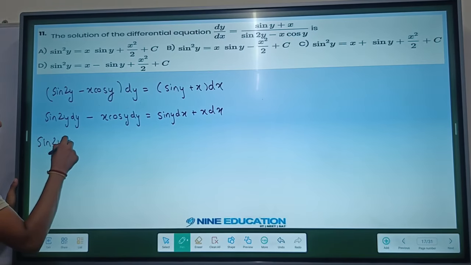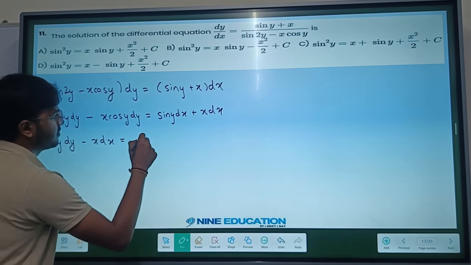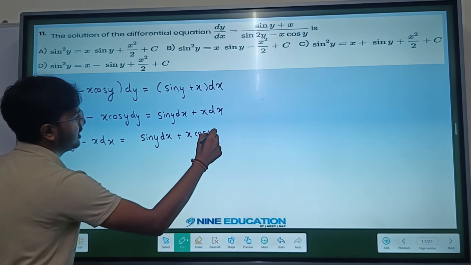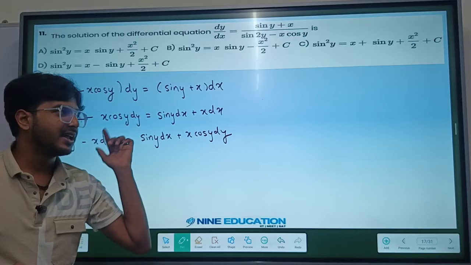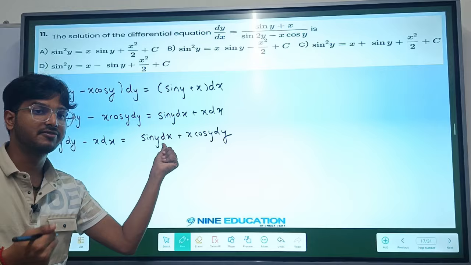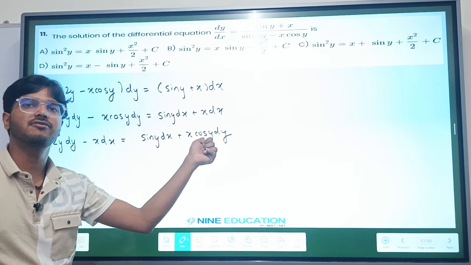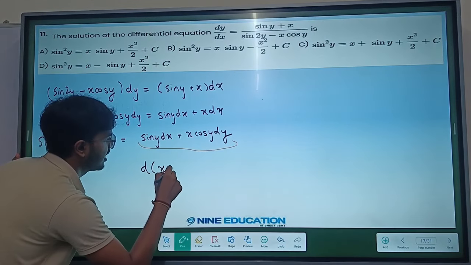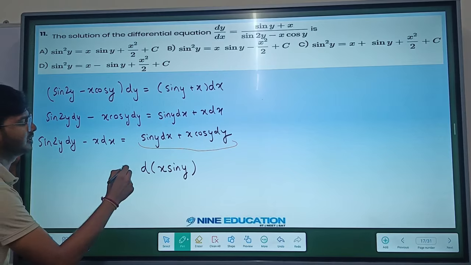Sin 2y dy minus x dx equal to... the ones which are not simple is sin y dx plus x cos y dy. Now think, this is looking like differentiation of something. Sin y dx, dx is differentiation of x; x cos y dy, cos y dy is differentiation of sin y. So basically this whole thing I can write as differentiation of x into sin y: sin y dx plus x cos y dy.